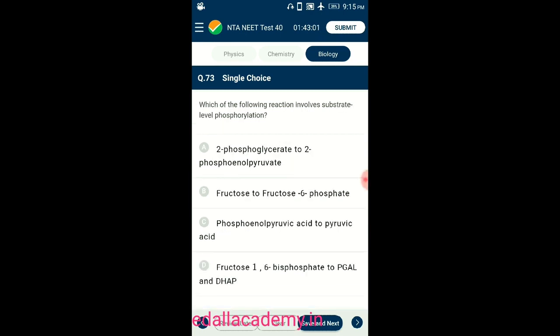Question number 73. Which of the following reactions involves substrate level phosphorylation? ATP is synthesized in a reaction when phosphoenol pyruvic acid is converted to pyruvic acid. This direct synthesis of ATP is called substrate level phosphorylation. So the answer for this question is option C. Phosphoenol pyruvic acid to pyruvic acid is the reaction that involves substrate level phosphorylation.